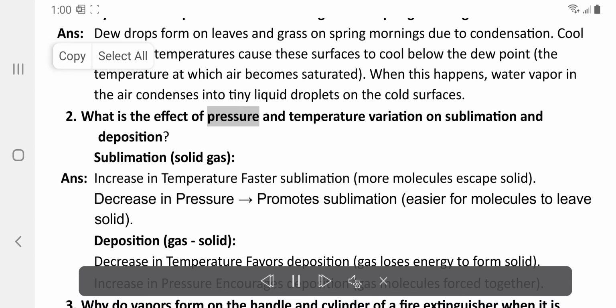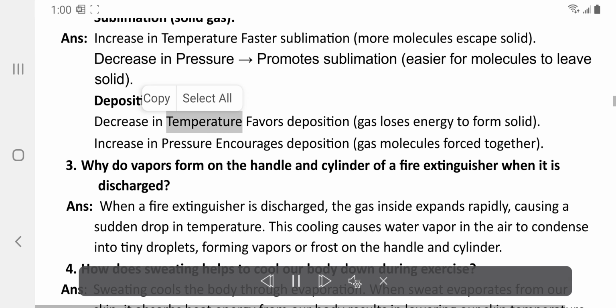What is the effect of pressure and temperature variation on sublimation and deposition? Sublimation, solid to gas. Answer. Increase in temperature, faster sublimation, more molecules escape the solid. Decrease in pressure promotes sublimation, easier for molecules to leave the solid. Deposition, gas to solid. Decrease in temperature favors deposition, gas loses energy to form solid. Increase in pressure encourages deposition, gas molecules forced together.